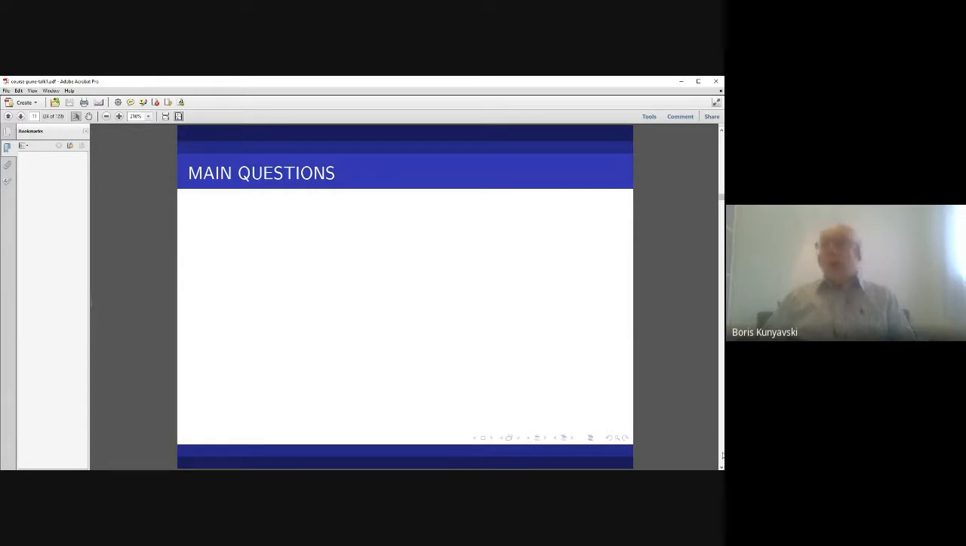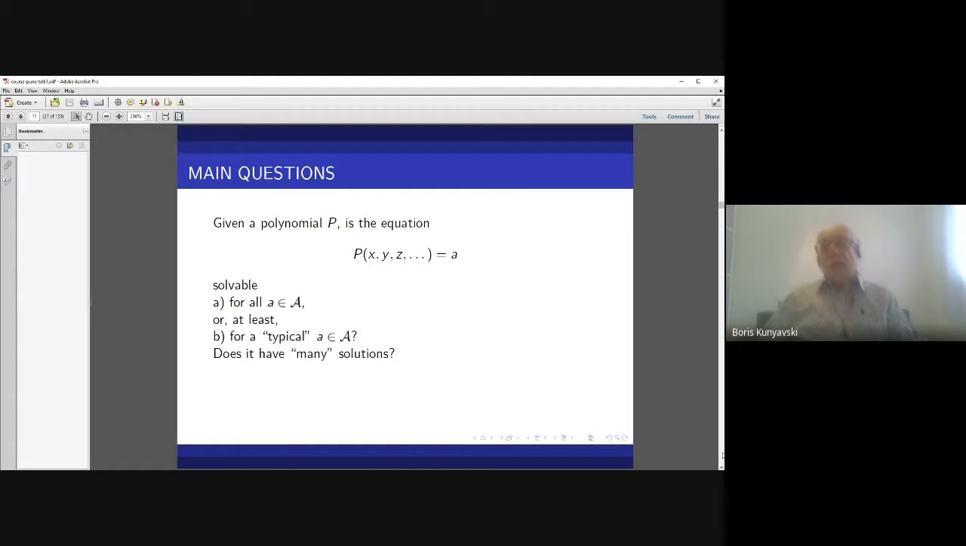And let me describe the main questions we are interested in. Well, given a polynomial, is the equation solvable for all right-hand sides? For any A, or at least for a typical A. There is some important ambiguity I'll discuss below. And also, informally, does it have many solutions? Everything will be formalized later, but as of now, I want to give you a naive viewpoint of the situation.